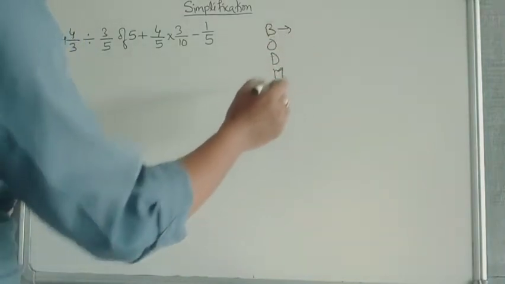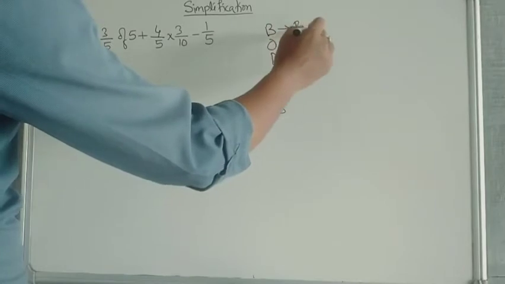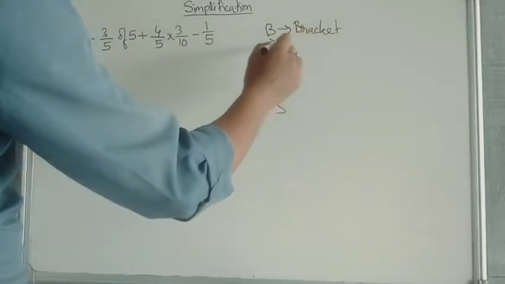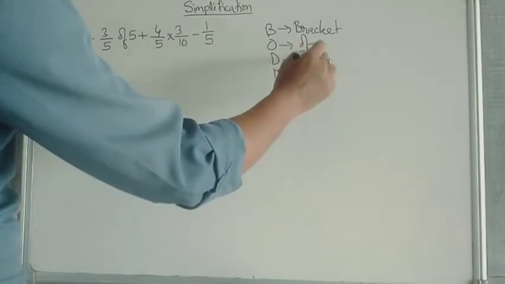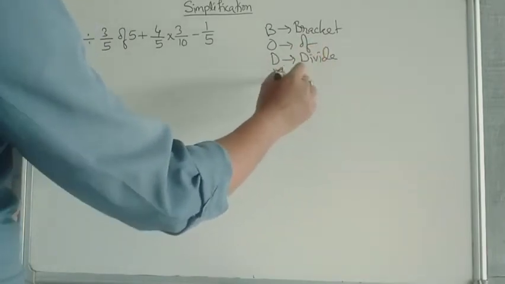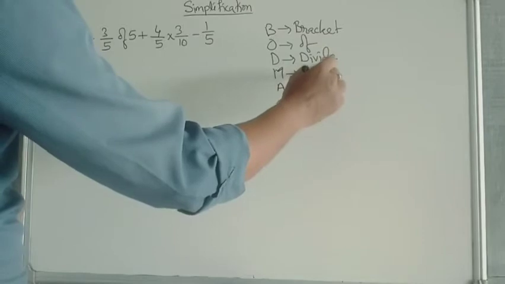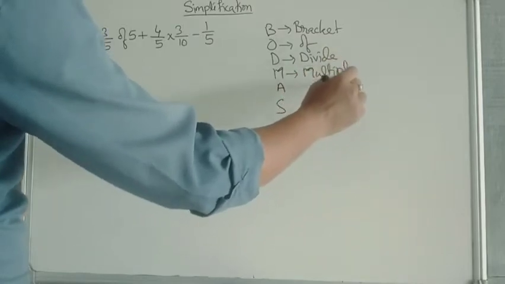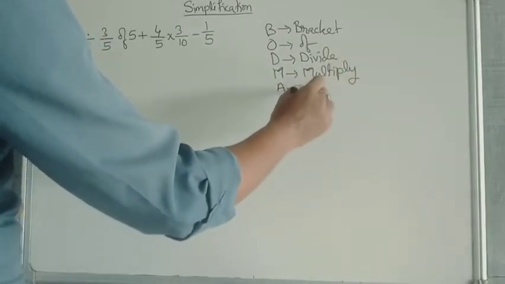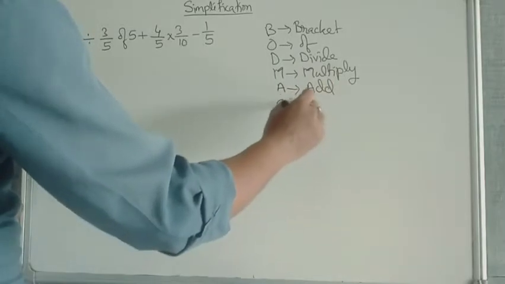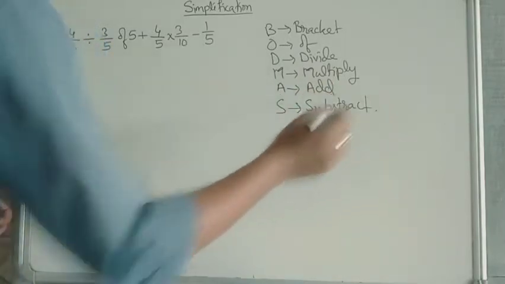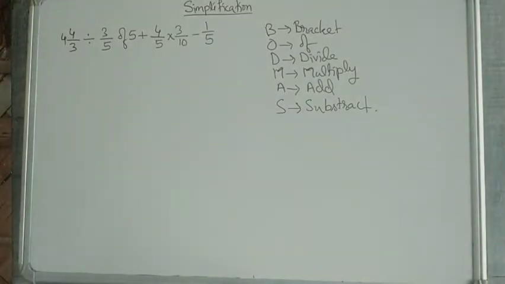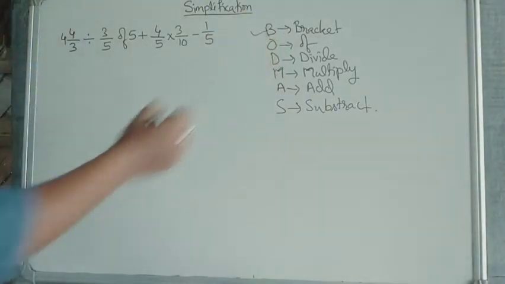B, bracket. O, of. Division, divide. Multiply. Add. Subtract. So this is what the rule is. So first we have to go for brackets.